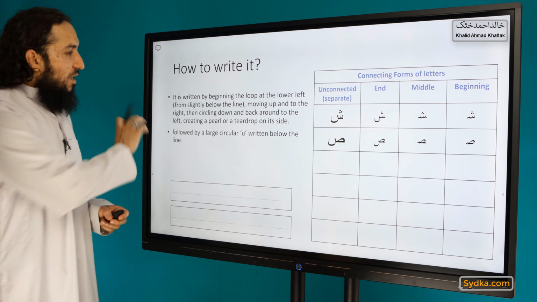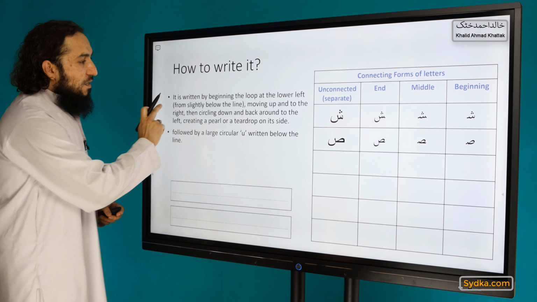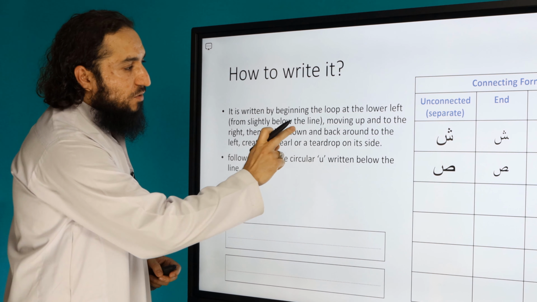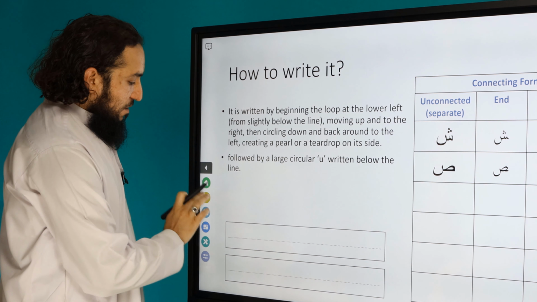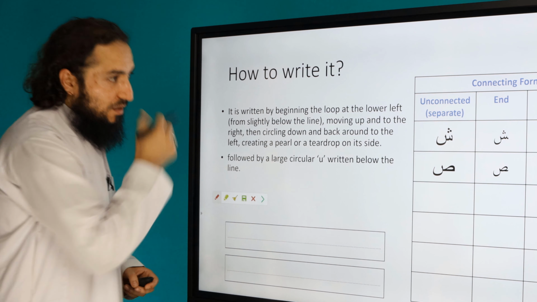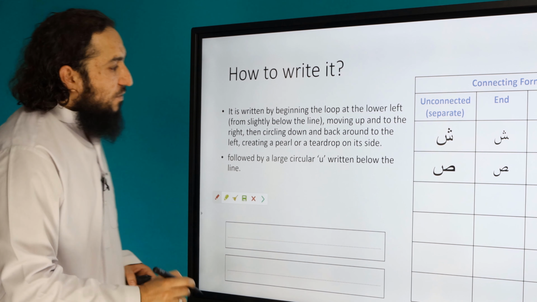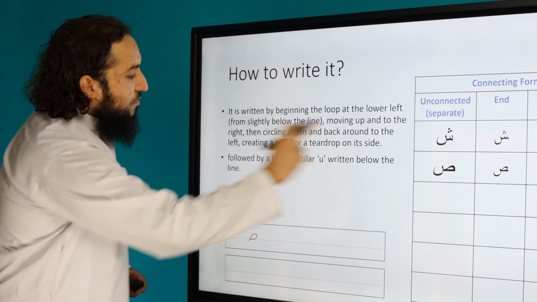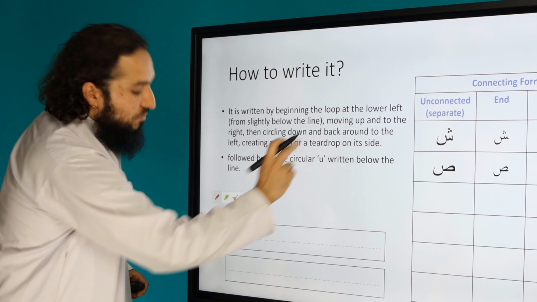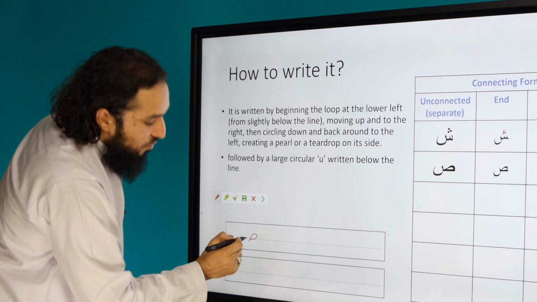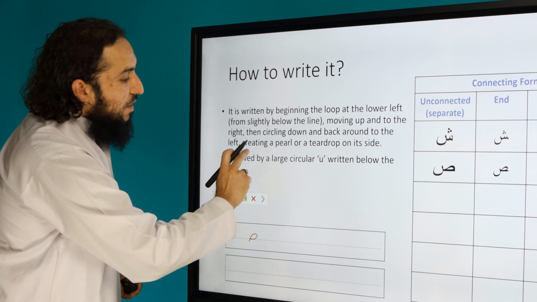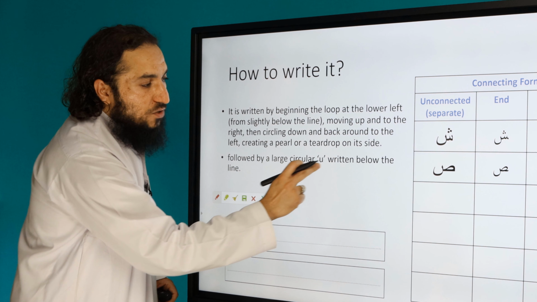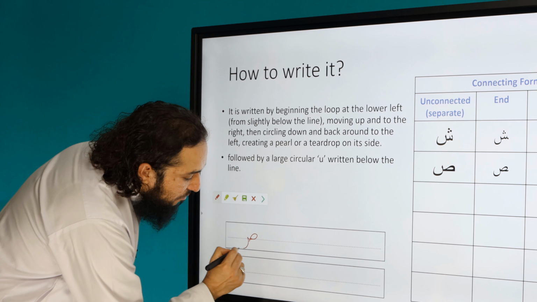So how it is written, let me read out and then we will do it practically. It is written by beginning the loop at the lower left, from slightly below the line, moving up and to the right, then circling down and back to the round, to the left, creating a pearl or a teardrop, followed by a large circular U.